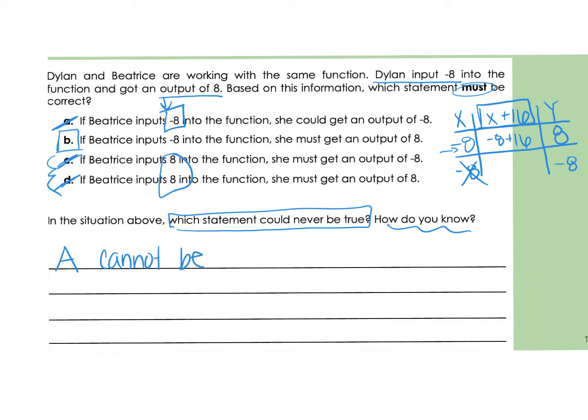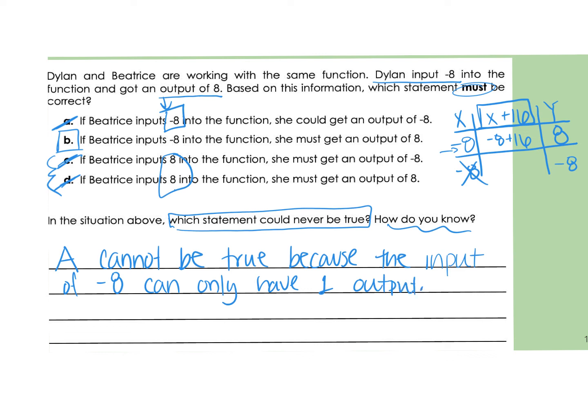A cannot be true because the input of negative 8 can only have one output. And we know that output is 8. You might also say it cannot be true because the input of negative 8 cannot repeat, or, no X values can repeat. Any rendition of that will get you full credit.